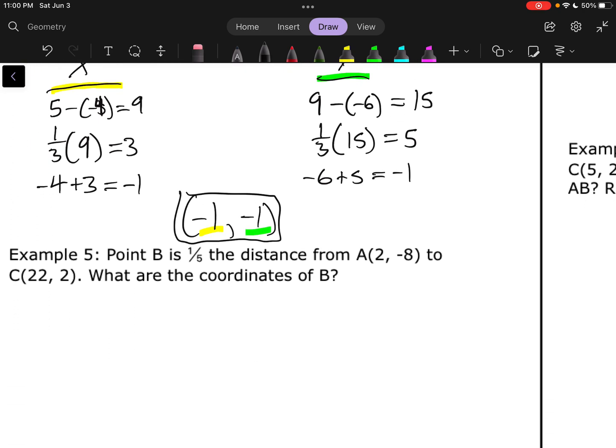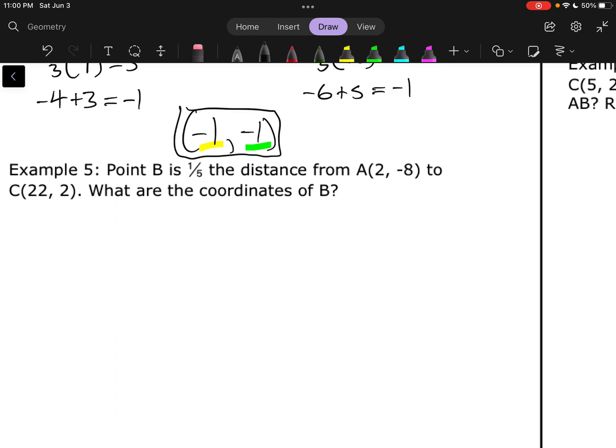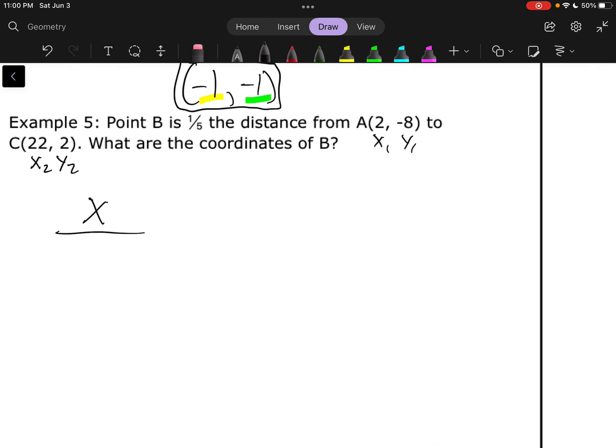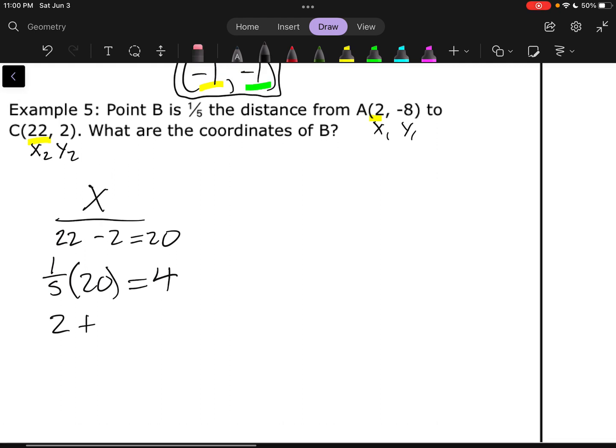Let's check out this one. Point B is 1/5 of the distance from A to C. What are the coordinates of B? Okay, so x1, y1, x2, y2. Let's start off with our x's. So we start off by doing x2 minus x1. That's going to be 22 minus 2, which gives us 20. We don't want to go the whole 20, though. We want to go 1/5 of 20, which is 4. And where did we start? We started at 2, at our x1. So 2 plus 4 gives us 6.